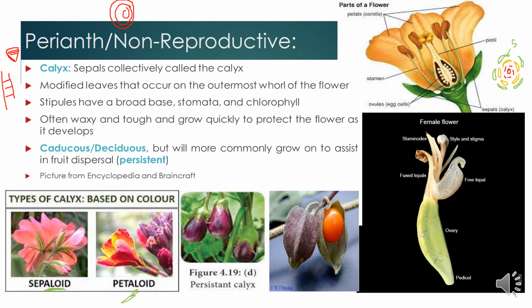So based on color, the sepals can be sepaloid and petaloid, and based on texture they can be either very waxy and smooth, or they can be covered with very thin unicellular or multicellular hair. Then it becomes a hirsute sepal. Sepal can also be, depending upon the length of time it stays on the flower or later the fruit, of two types. One is the deciduous or caducous, and another is the persistent.